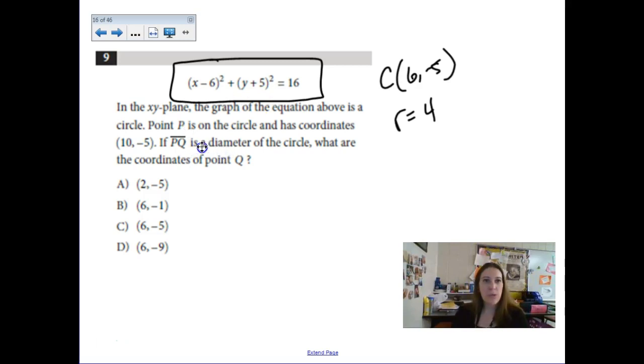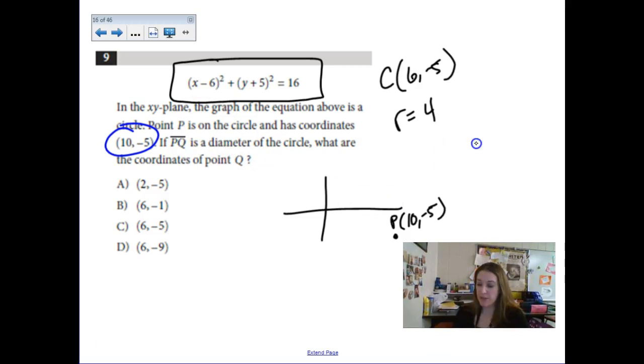So the question is, point P is on the circle, has coordinates (10, -5). PQ is the diameter of the circle. What are the coordinates of Q? All right. So this is a little more complicated than I thought it was at first. And maybe a sketch would help us out. (10, -5). Super good at graphing, right? (10, -5) is our point P. The radius is 4, so it's got to be 4 units in some direction. But the diameter is the endpoint, huh?